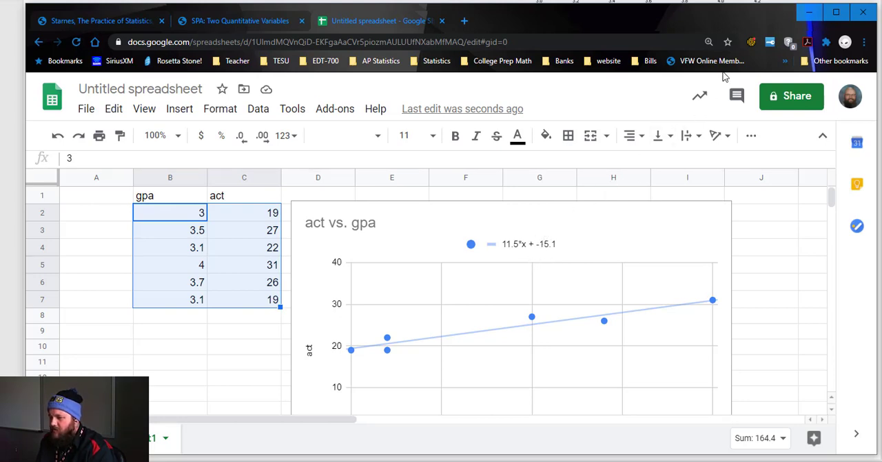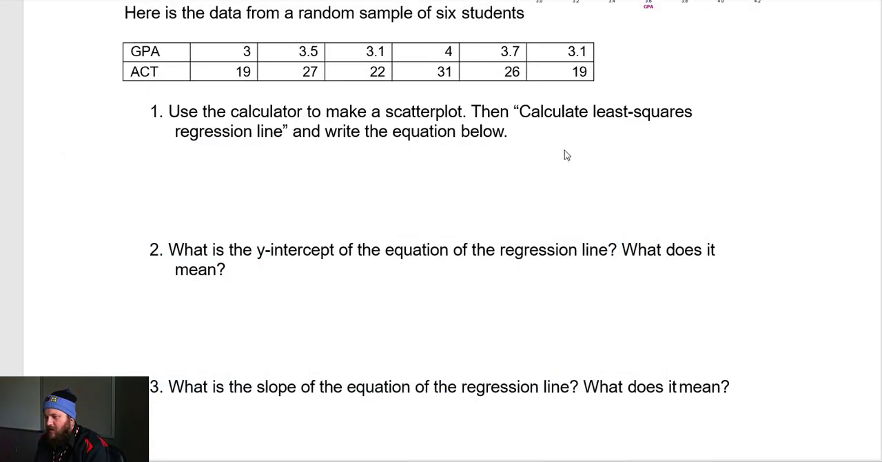So we know it's 11.5 times x minus 15.1. So we have y-hat equals 11.5x minus 15.1.